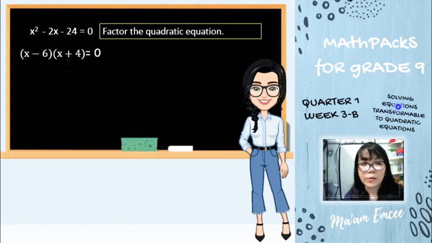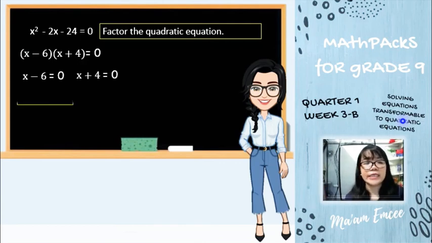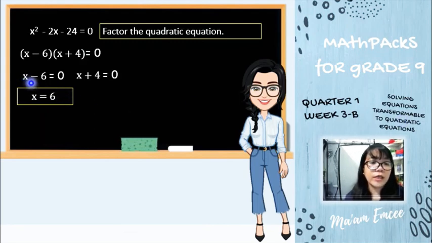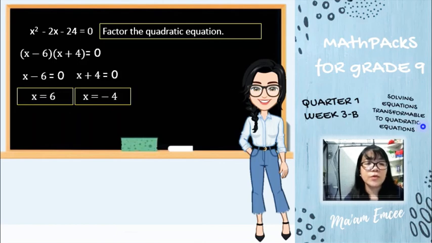We then equate each factor to 0. So x minus 6 is equal to 0 and x plus 4 is equal to 0. In order for us to get the value of x, we transpose negative 6 to the other side of the equation. So negative 6 will become positive. So x is equal to positive 6. And to solve for the other value of x, we transpose positive 4 to the other side. So x will become negative 4. So the two solutions of our quadratic equation are 6 and negative 4.